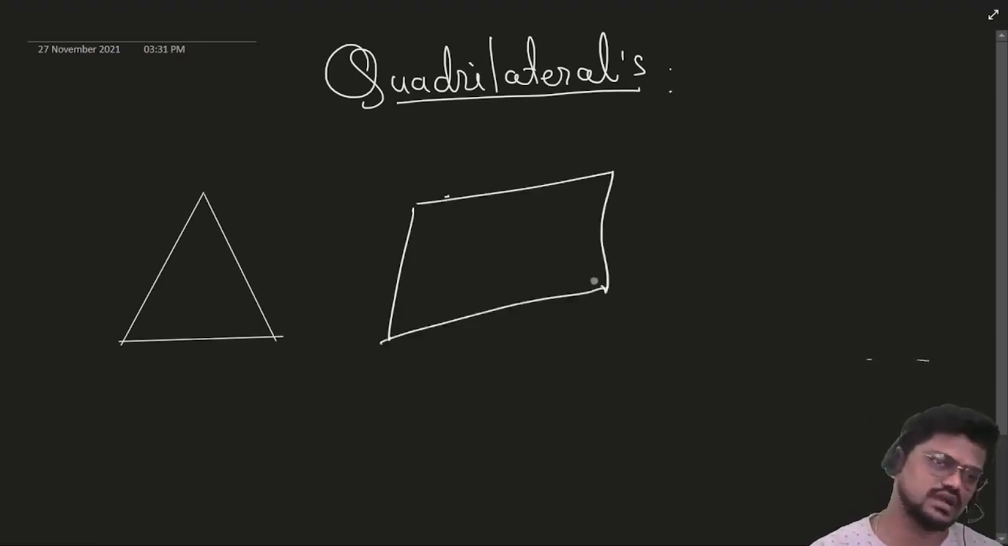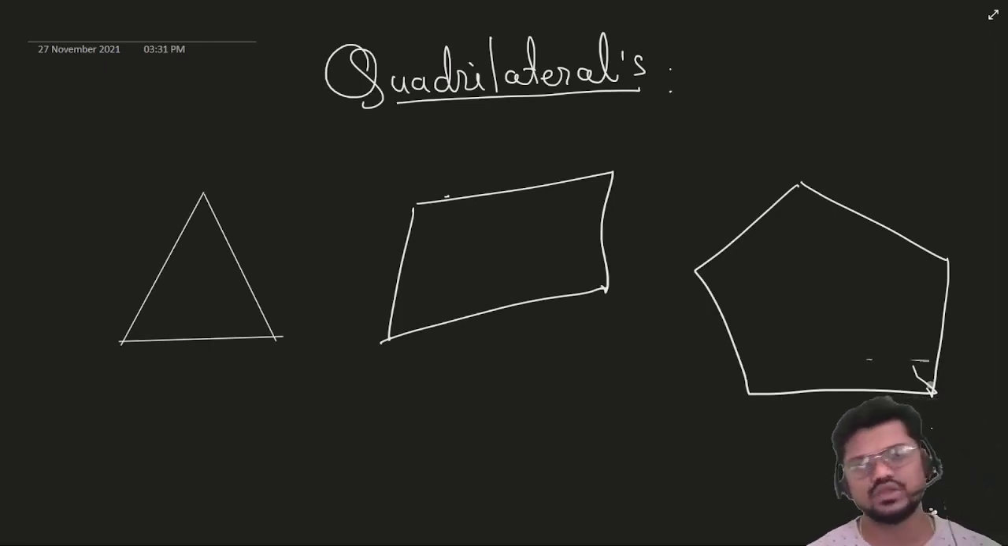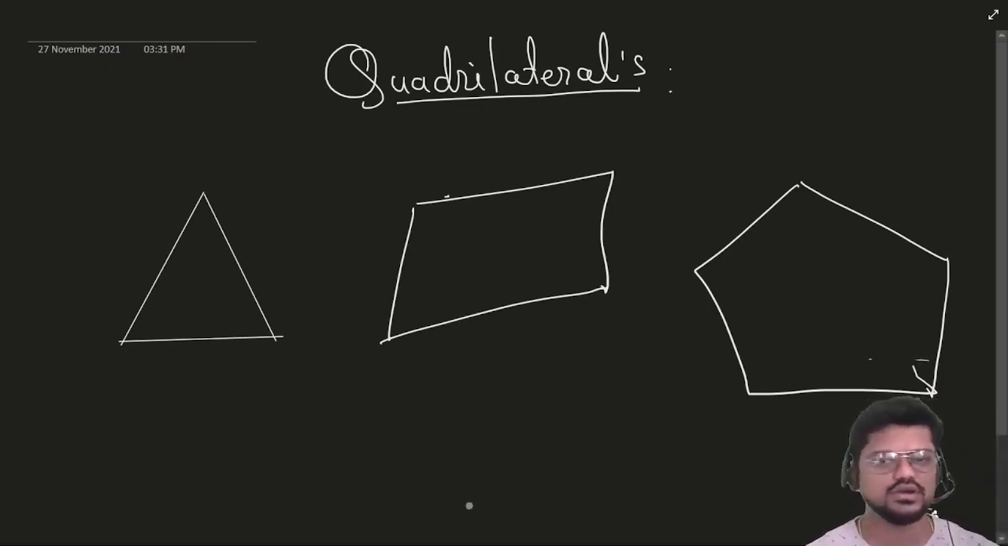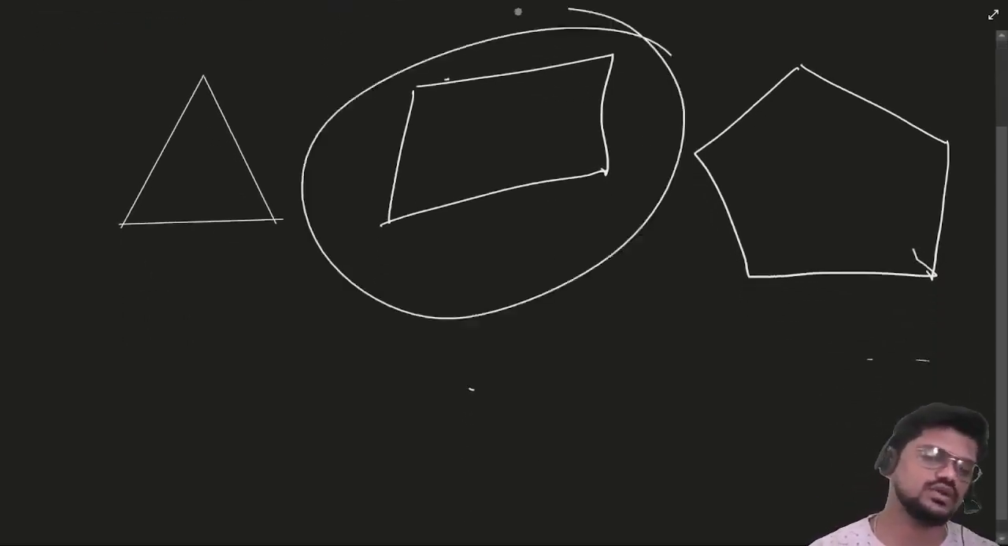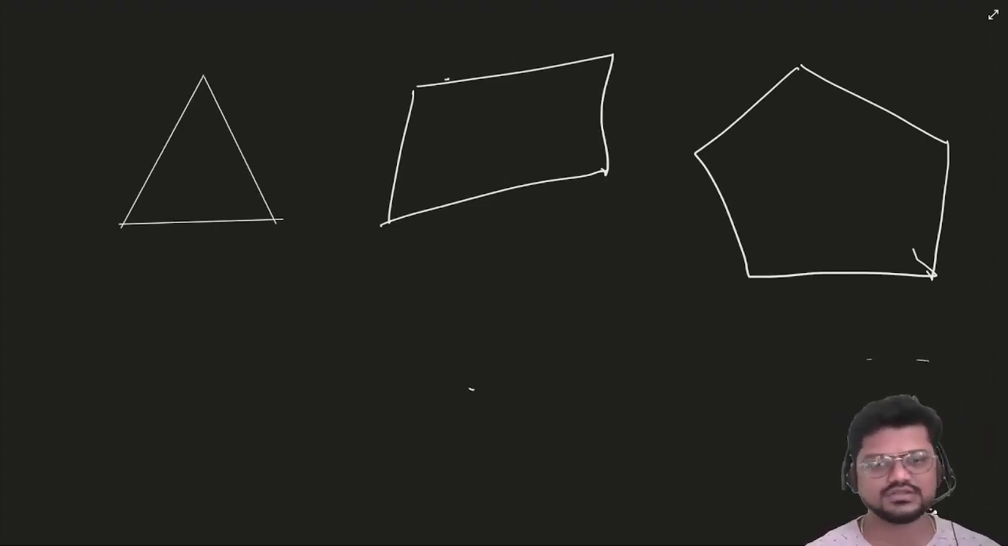If it is a closed figure with four straight lines, it is a quadrilateral. If it has five sides, it will be a pentagon, right? And similarly there will be hexagon, octagon and so on. So today we are going to study quadrilaterals first, which have only four sides. In quadrilaterals also you have different types.